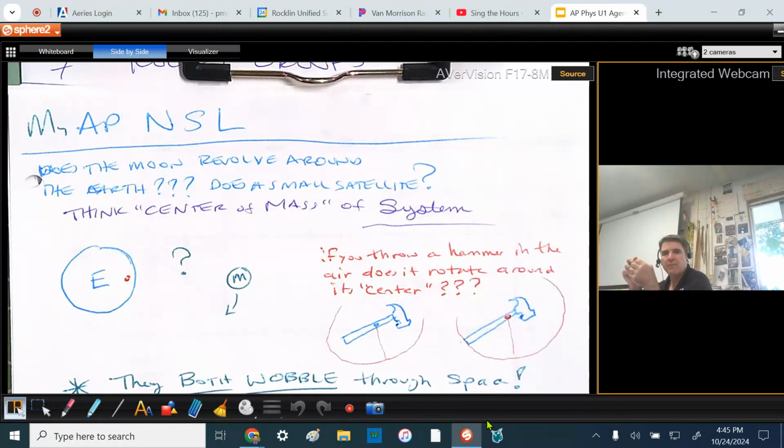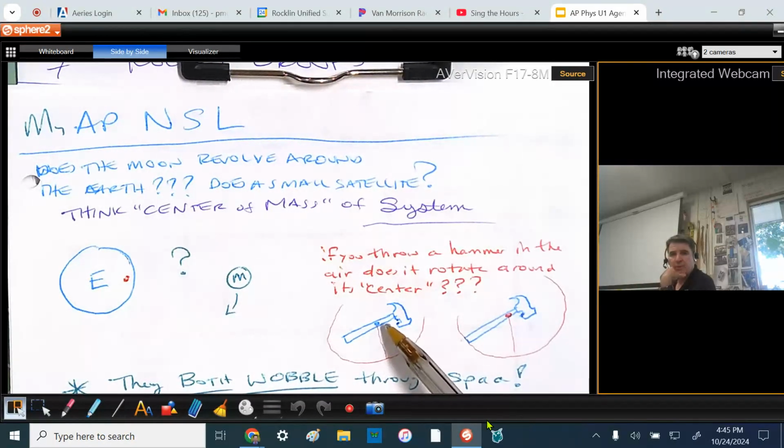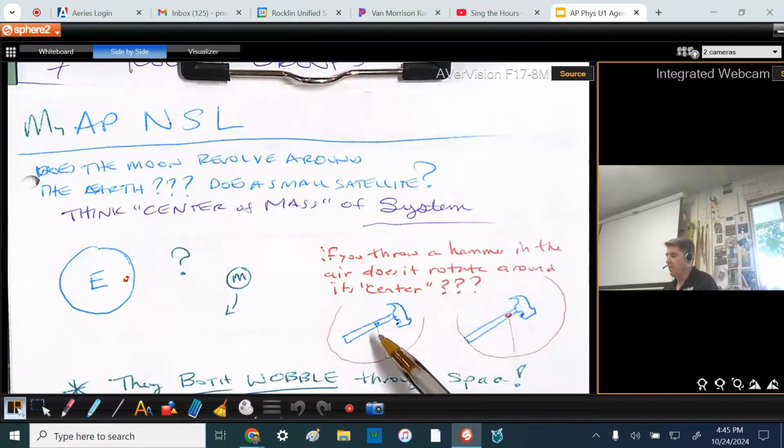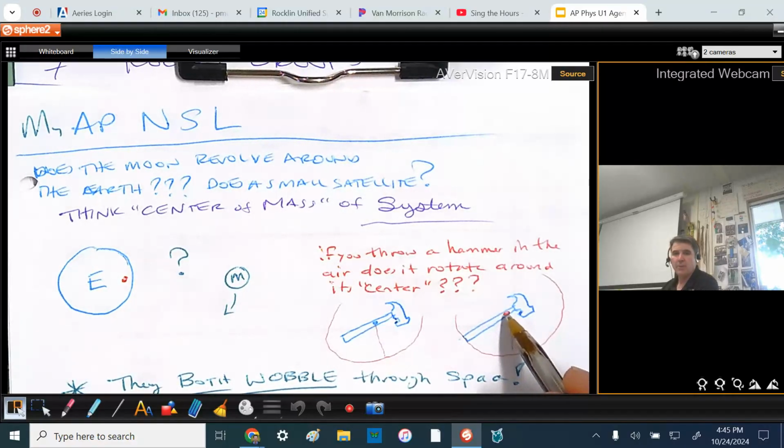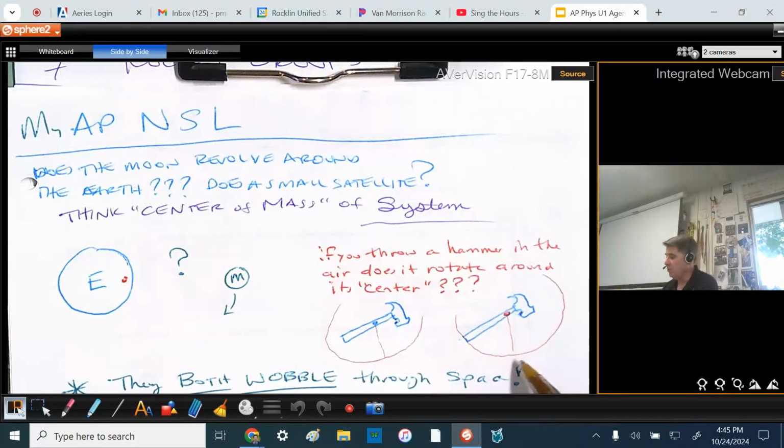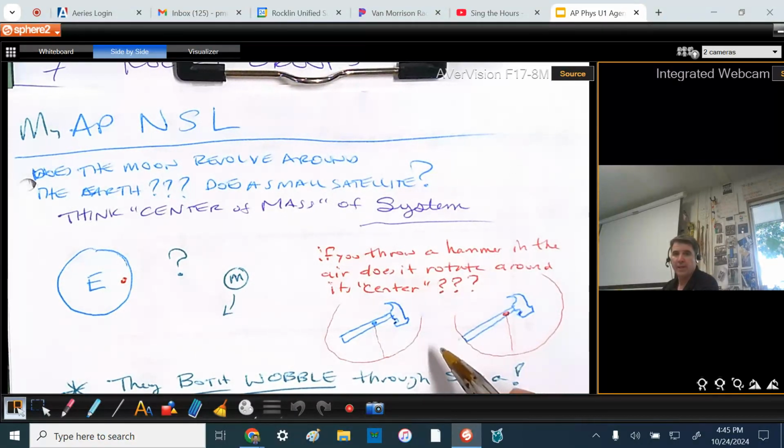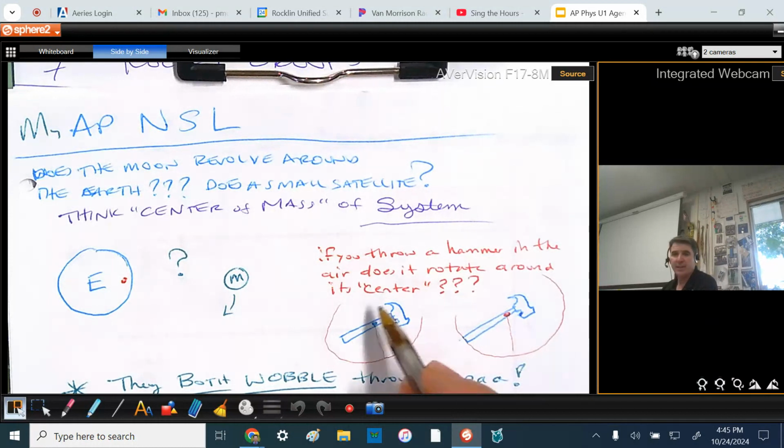But a couple of things we haven't really talked about. An interesting thing is if you take a hammer and throw it in the air, it doesn't rotate around the center of the hammer. It actually rotates around the center of mass of the hammer. So it will rotate right around this spot. This handle will swing in this wide range, and the head will swing in this small circle. It won't swing like this.